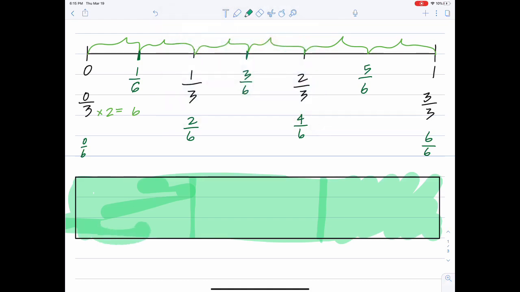Now I'm going to show my sixths. So here's my first sixth, 1 sixth, 2 sixths, and that's equal to 1/3. 2 sixths is equal to 1/3. 2 more sixths. You do 4 sixths, 5 sixths, 6 sixths, or a whole.